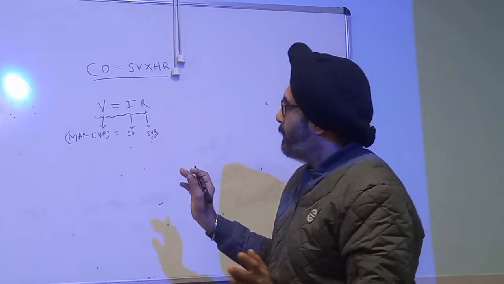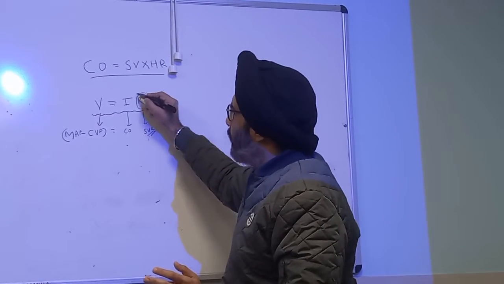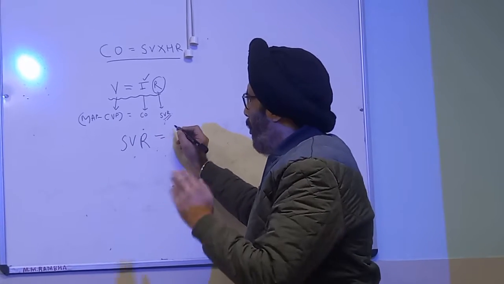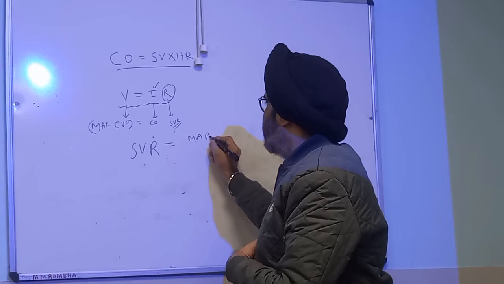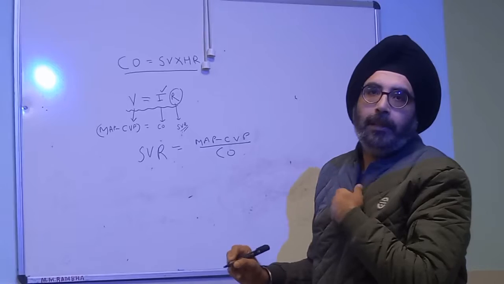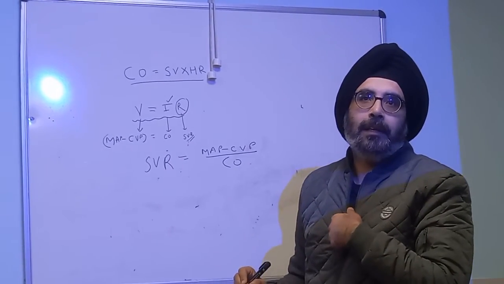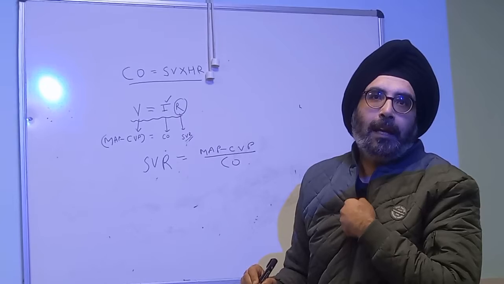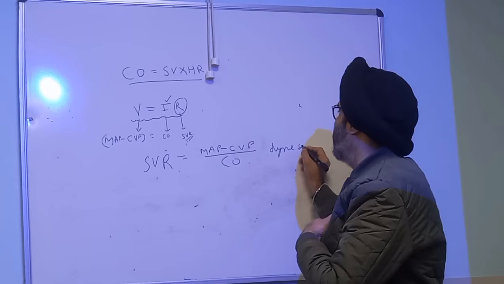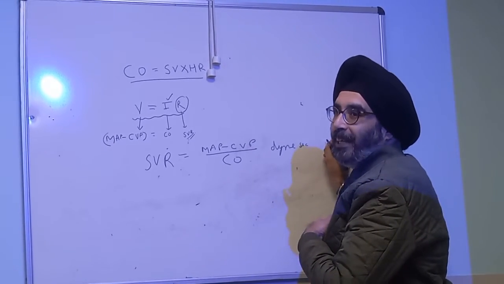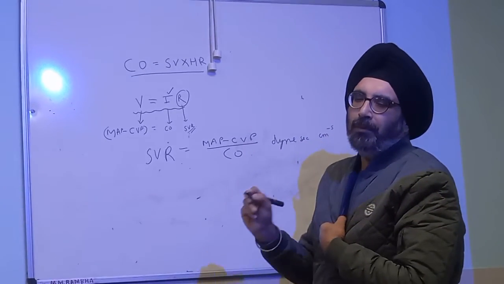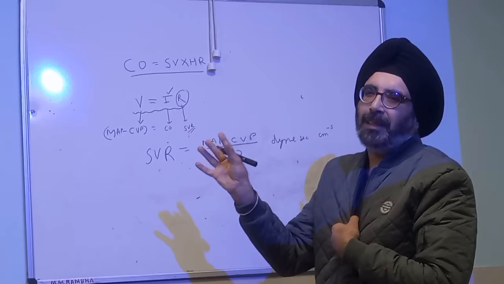What does this mean? This means that to calculate the resistance, if we have the cardiac output, SVR would be equal to MAP minus CVP divided by the cardiac output, right? And can anybody tell me the units for SVR? Mahesh, any idea? It is dynes per second per centimeter to the minus 5. Normal value would be around 900 to 1500. That is the normal.